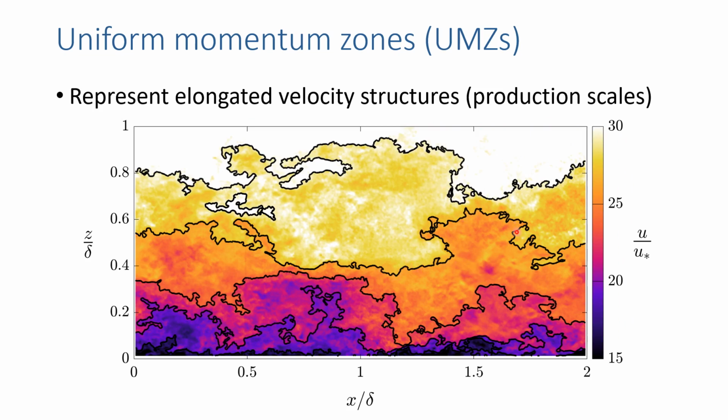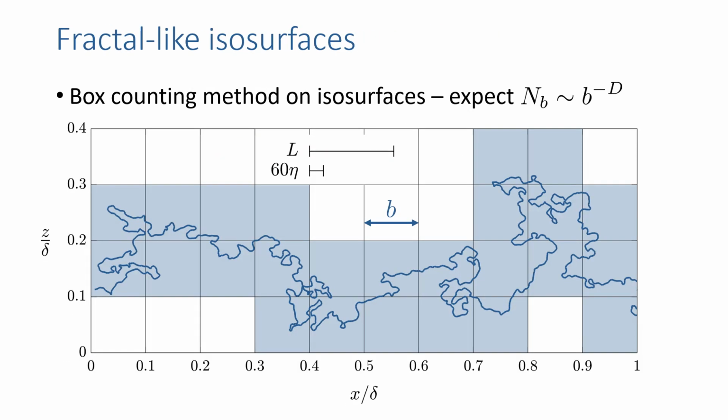Returning to the wind tunnel data, we will specifically be looking at these black lines, which are lines of constant velocity that I will be calling velocity isosurfaces, and we will specifically be looking at the properties of the isosurfaces in the logarithmic region of the boundary layer. This is the region most closely analogous to the surface layer of the planetary boundary layer, where we expect an approximately constant momentum flux.